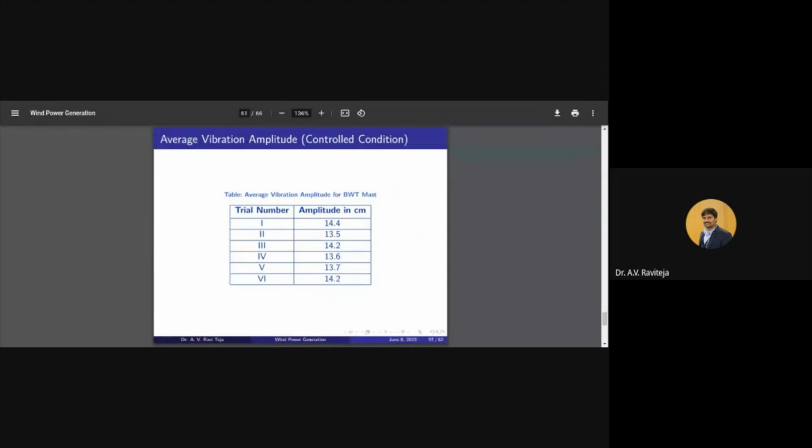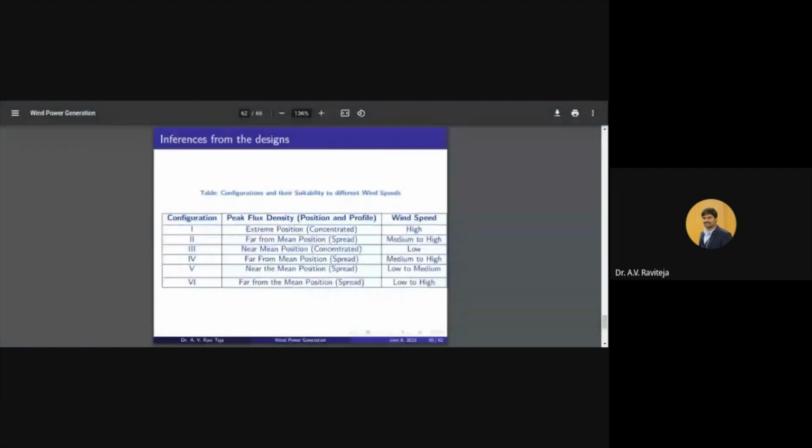So this is the vibration amplitude that we were getting for a constant wind speed, and then for low to high wind speed, the configuration 5, low to medium configuration 5, and low to high configuration 6. So these are the final designs that were given to enable higher voltage even for nominal wind speeds.